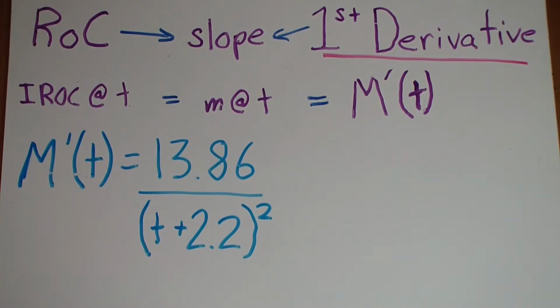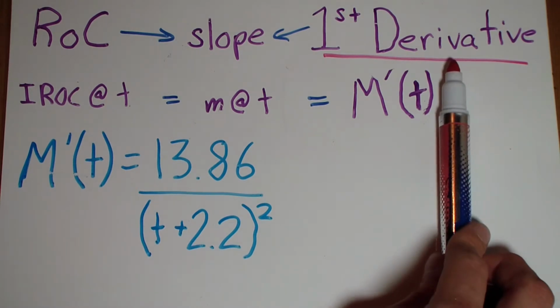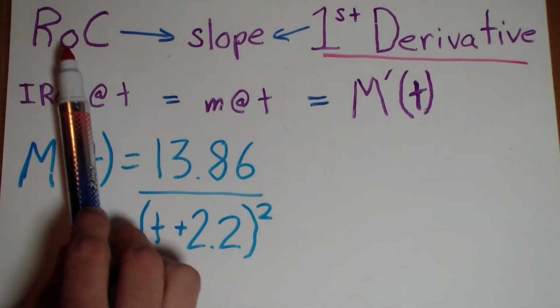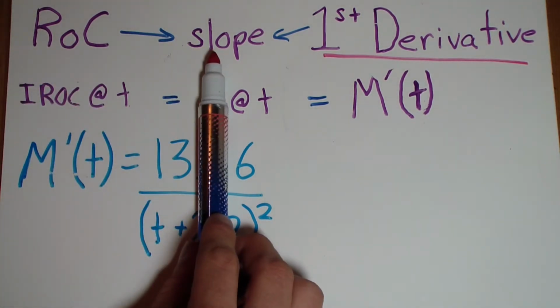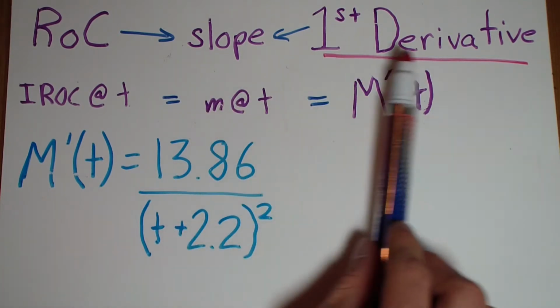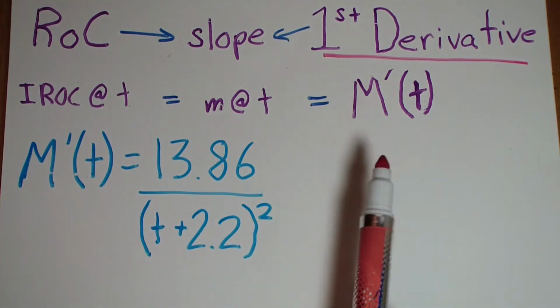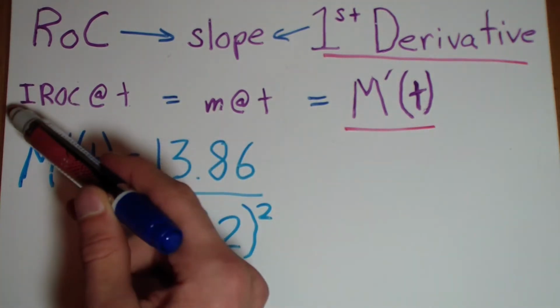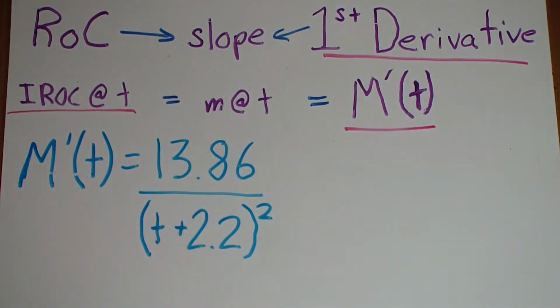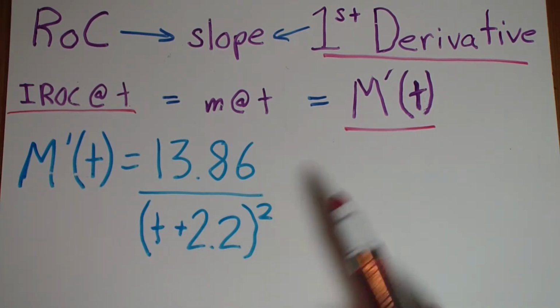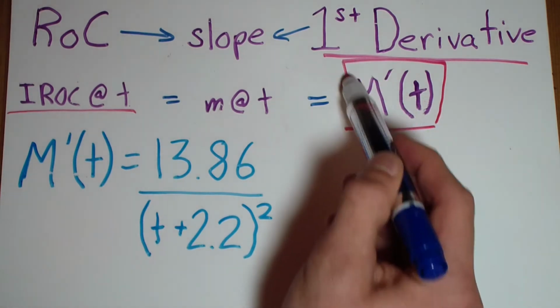My plan to solve this problem is to focus on the first derivative. I'm able to do this because rate of change is a measure of slope, instantaneously, and the first derivative is a measure of slope, instantaneously. Therefore, you can see how the first derivative and instantaneous rate of change are interchangeable. They're both measures of slope and will give the same number. That allows me to focus on the first derivative.